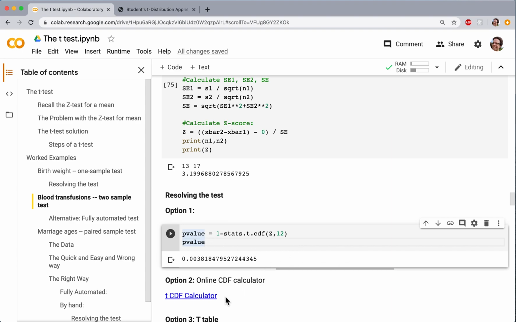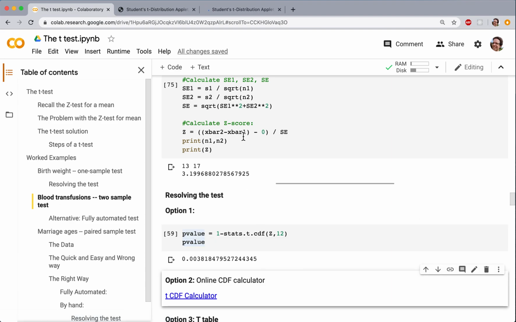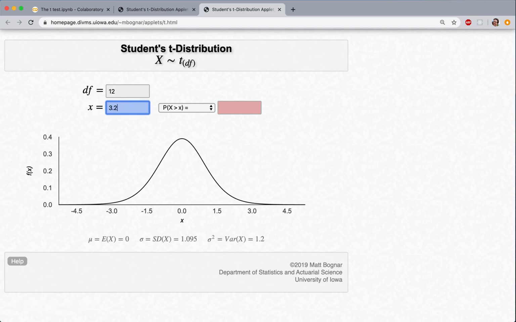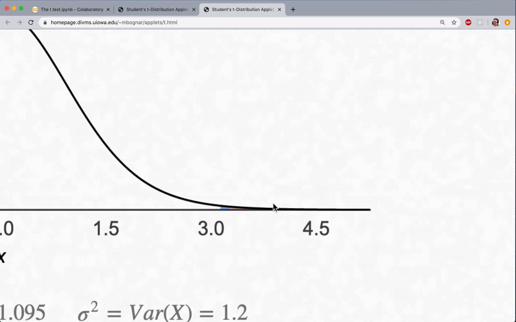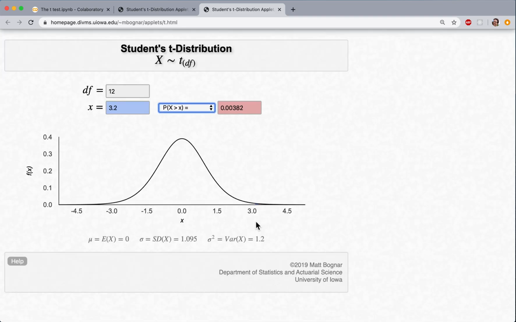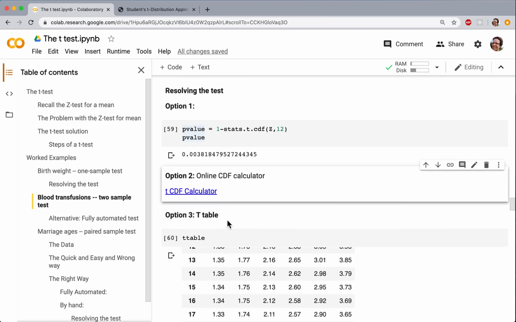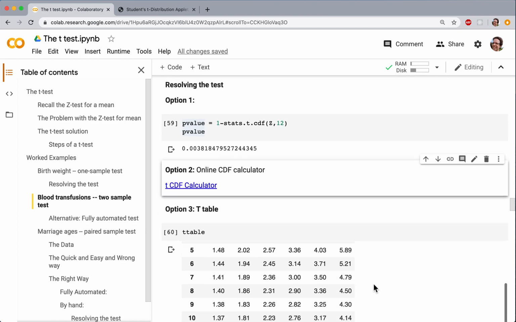Okay. Our second alternative for calculating the p-value would be to use our z-score of 3.2 and our degrees of freedom of 12 and plug it into this t-score calculator, and we'll get 0.0038 again. It's just this tiny, tiny sliver of the graph being displayed there that represents the right tail that we need. So again, we get the p-value. The other way we could resolve the test is we could use the t-table. So let me illustrate how we would do that.